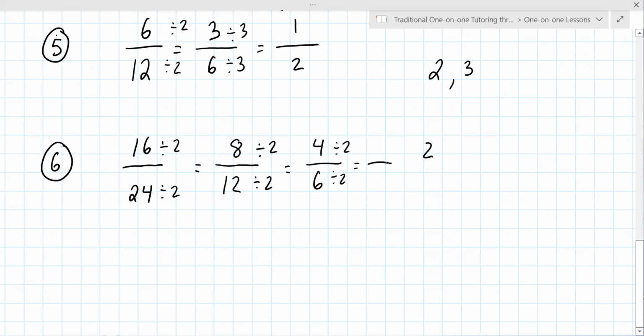So it'd be 4 over 6. Yes. And then could you do anything else with that? You can divide them both by 2, because again, you keep trying, keep trying, keep trying. So you get 2 over 3. Yes.